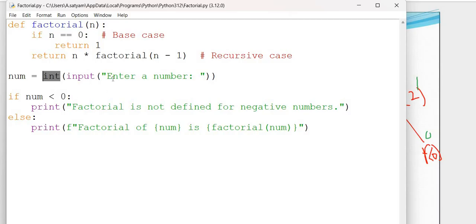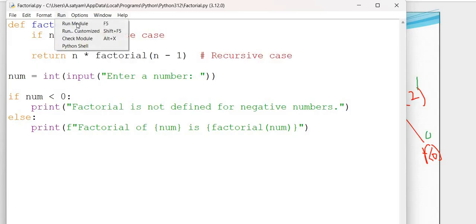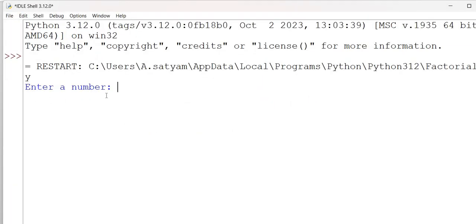Okay. For example, enter a number. If number is 4, for example, if number is less than 0, factorial is not defined for negative number, it returns the same thing. Else, if you enter any positive value, then you can call this function, factorial of that number. For example, n value is 4, if n equal to 0, return 1, otherwise return n into factorial of n minus 1, already discussed. So here it is a recursive case, this is called the base case. Now you can see the output. Here enter a number. For example, number is 5, so the factorial of 5 is 120.